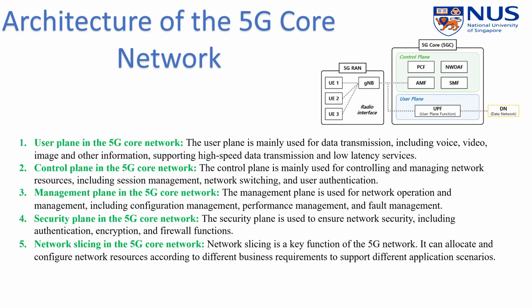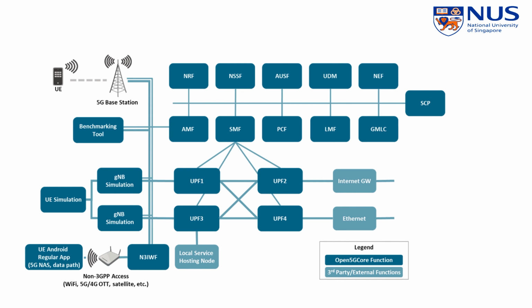The last one is network slicing in the 5G core network. The network slicing is a key function of the 5G network. It can isolate, allocate, and configure network resources according to different business requirements to support different applications. And this is a figure of the whole structure of 5G core network, which is defined by the 3GPP.